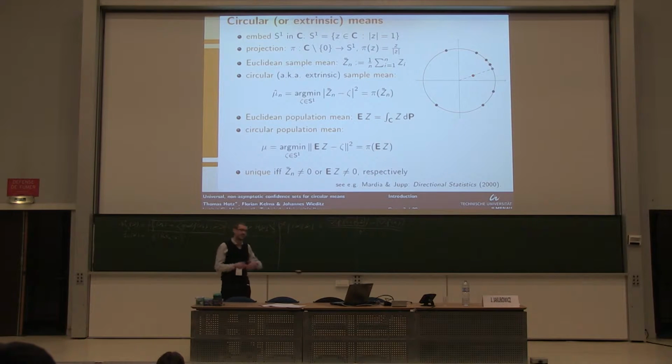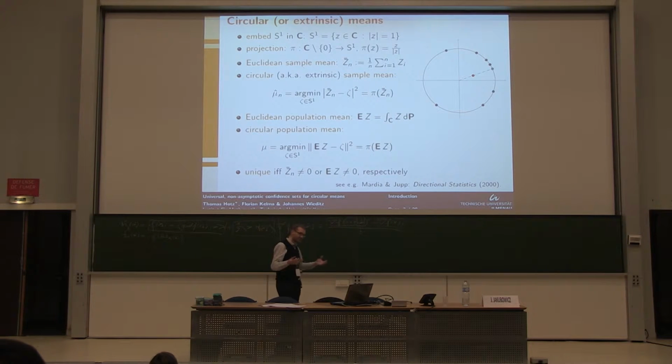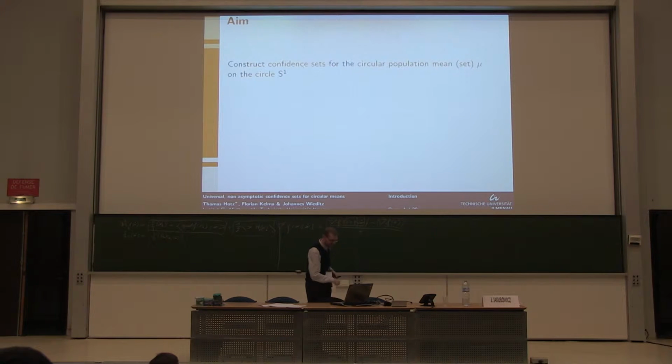You can do the same thing with the expectation, of course, and you get your circular population mean. There's one problem, rather, and that is if you're unlucky, your Zn bar may be at the origin. And at the origin, of course, this projection is not well defined. And every direction is equally well representing these data. And so you might say that you get a set of circular means, which is the whole circle, S1. Okay, well, just how it is. Same for the expectation, of course.